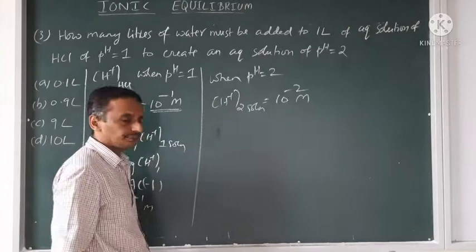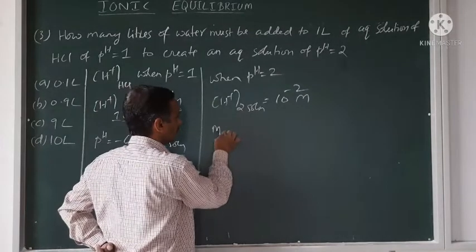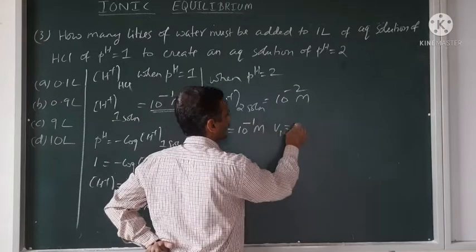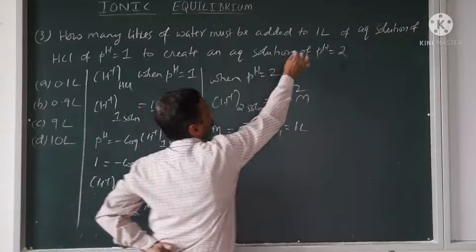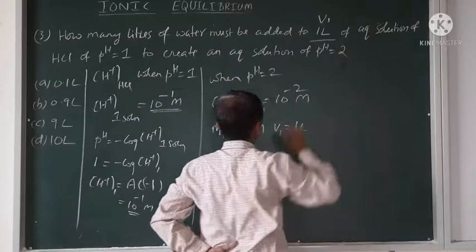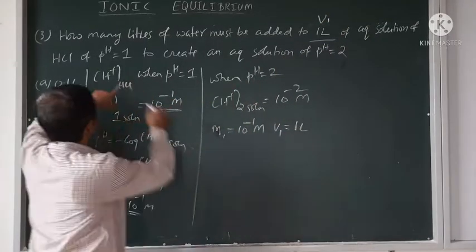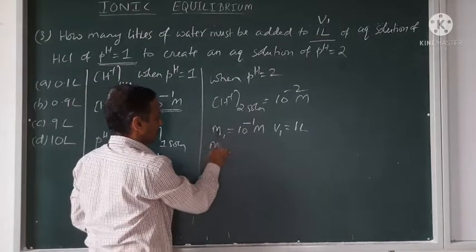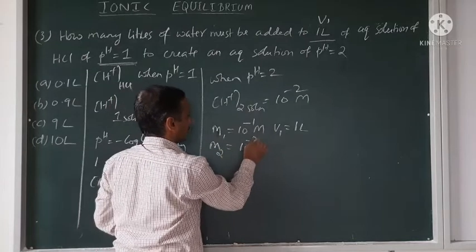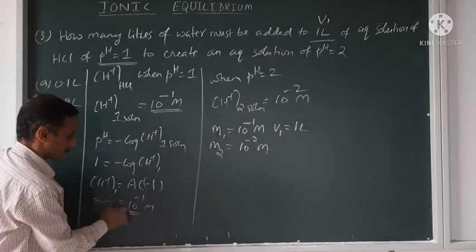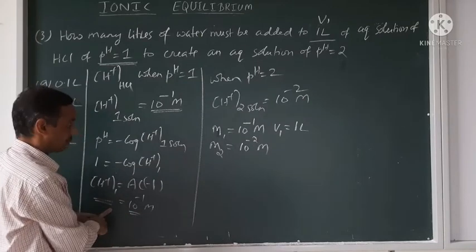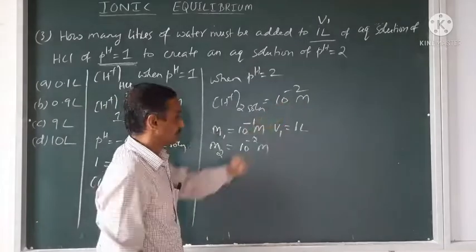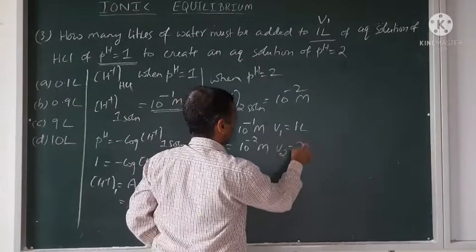Now see here. M1 was 10 to the power minus 1 M. V1 was 1 liter, given that. This is the V1 value. From the pH 1, I got the M1 value. M2 was 10 to the power minus 2 M, I got here. Then V2 I have to calculate.